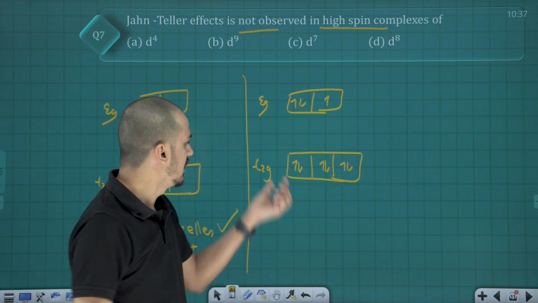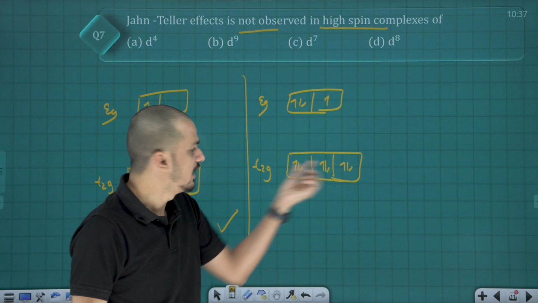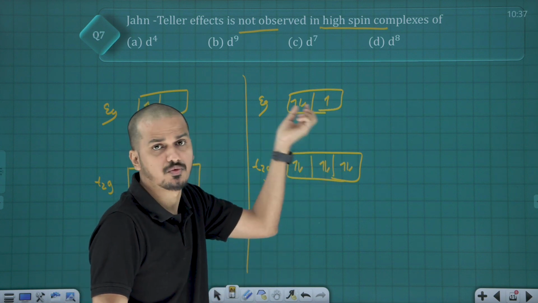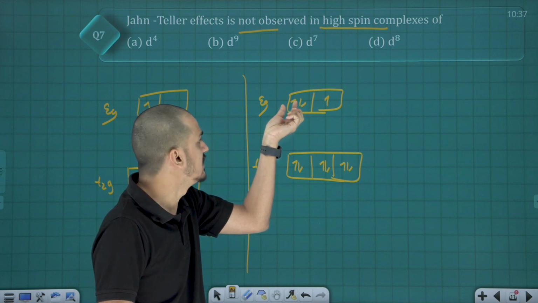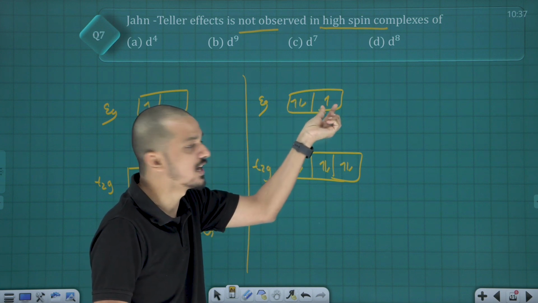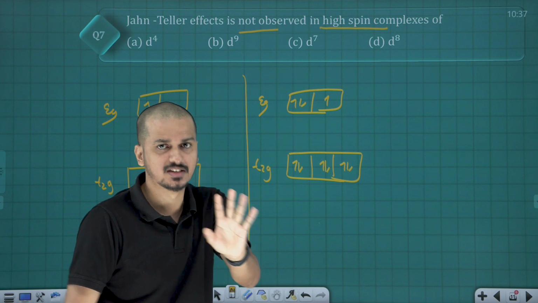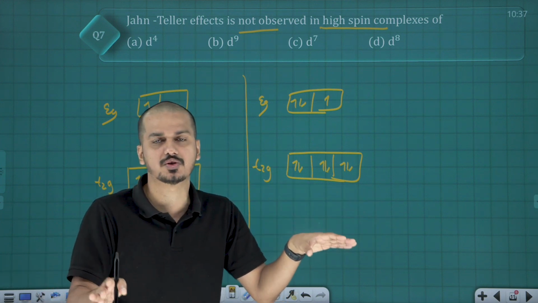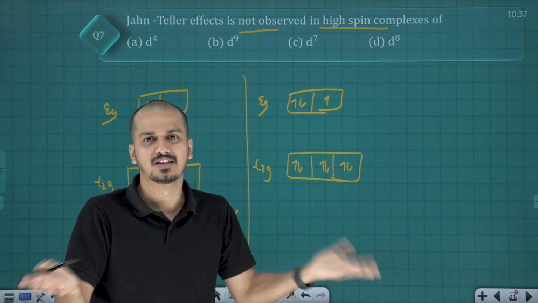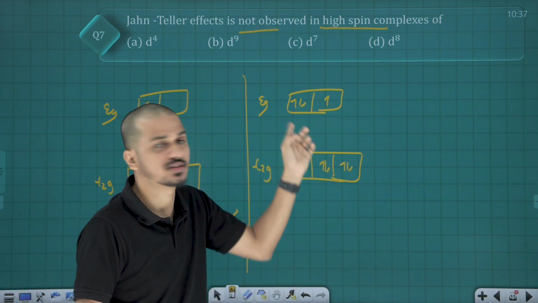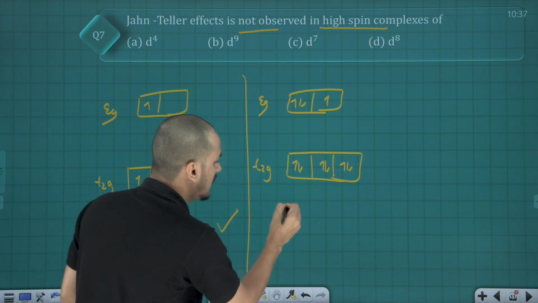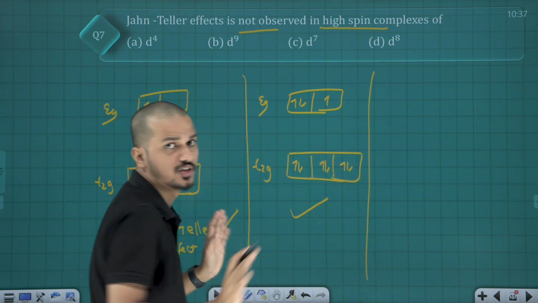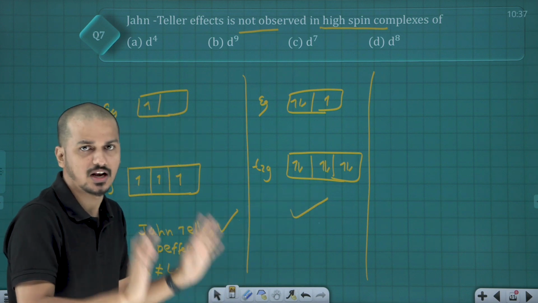Here you can see each orbital in T2g has 2, 2, 2, so that is symmetric. This one is not symmetric. In eg, one orbital contains 2 electrons and another orbital contains only 1 electron. They are not symmetric. Symmetric means either all contain no electron, or all contain 1 electron, or all contain 2 electrons. All should be the same. Here they are not the same. So asymmetry is there, and that's why Jahn-Teller defect is there. The length of axial is not equal to the length of equatorial. This tick means Jahn-Teller defect is there.